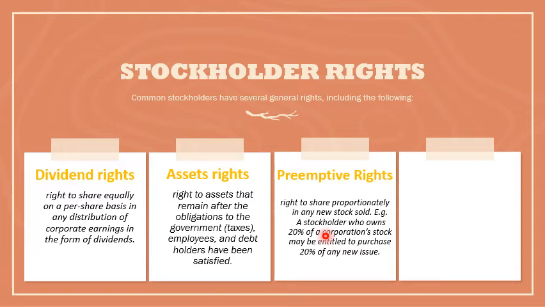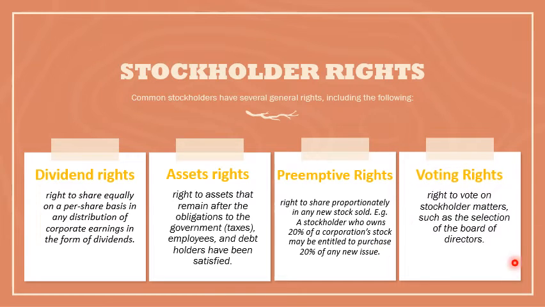For example, here, a stockholder who owns 20% of a corporation's stock may be entitled to purchase 20% of any new issue because, for example, if you wanted to maintain a 20% share of the total amount of stocks that the company authorized, then to maintain that, of course, when there are new issued stocks, you should buy it to maintain your significant influence in the company.